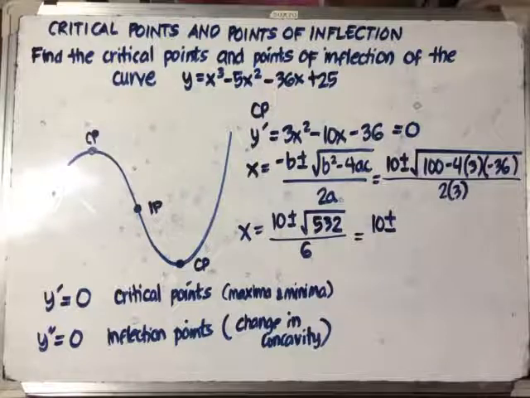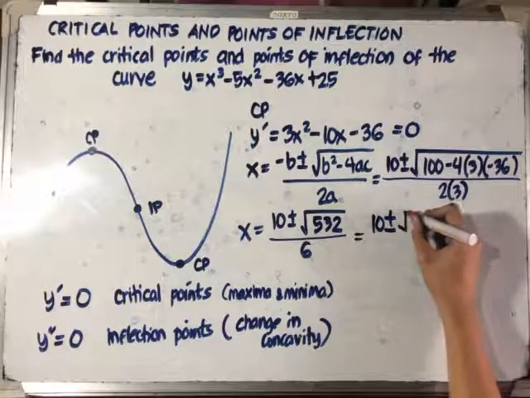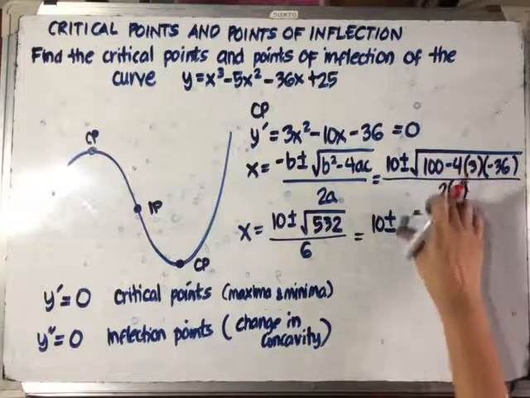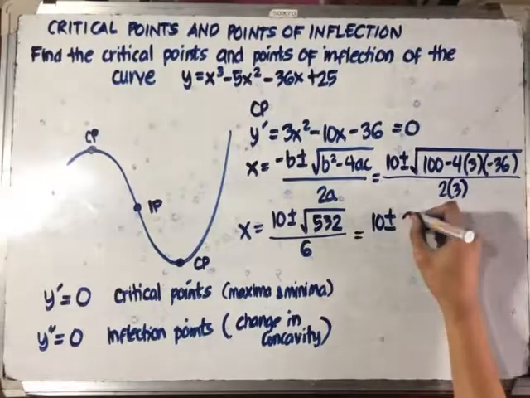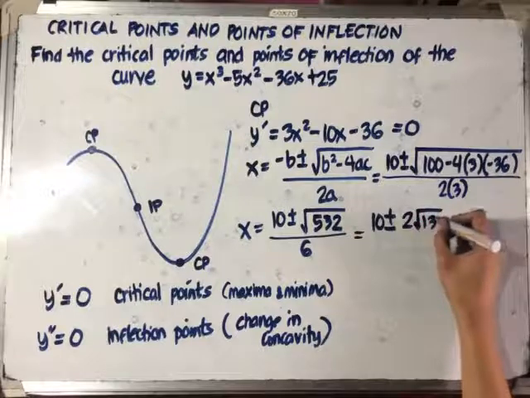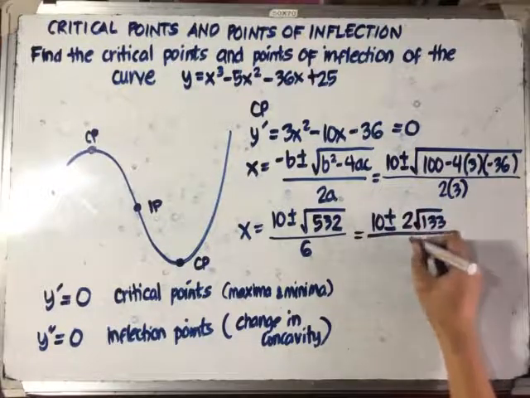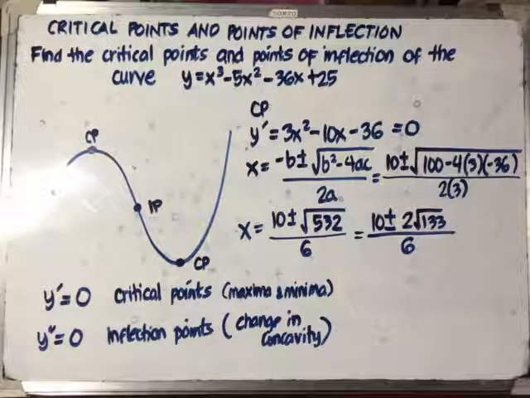And 133 is a prime number, I guess. Okay, let me check that. So this would be 2 square root of 133, divided by 6. Alright, so those are the values of x.